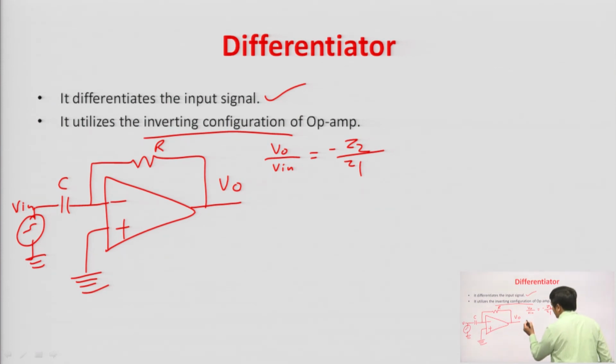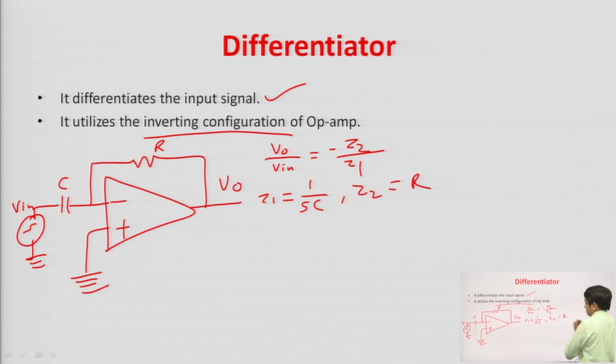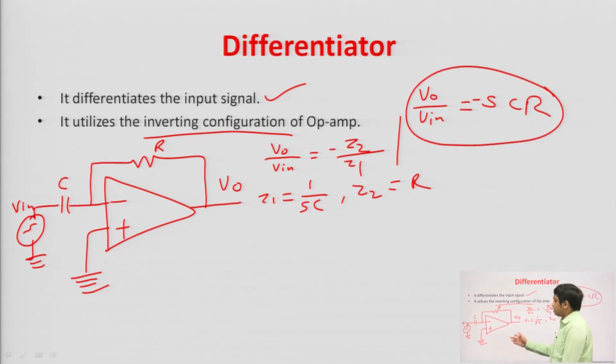Now, see what is the value of Z1 here? Z1 is now the capacitor. So, Z1 will be 1 by SC. What is Z2? Z2 is R. So, V naught upon V in will be equal to minus SCR. The minus sign is coming because this is the inverting configuration, the input signal is applied at the inverting terminal. Now, you can see that the S term is in the numerator, it means differentiation. Differentiation means the S term should be in the numerator. This is the frequency domain equation where S equals j omega. You can calculate the time domain equation also, just by doing the same process.